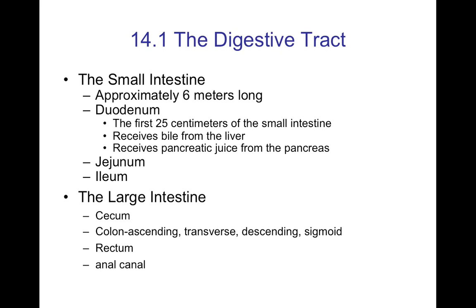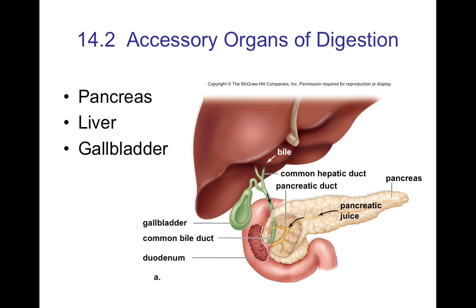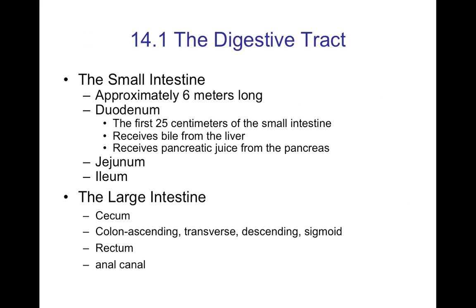So the small intestine has the duodenum, jejunum, and ileum. The large intestine has the cecum, colon, rectum, and the anal canal. And your accessory organs are the pancreas, liver, and gallbladder. Now, it's important to make the distinction that your duodenum will be responsible for receiving food from your stomach, as well as juices from the liver and from the pancreas as well. So it's kind of a triage center of its own. So you have the pharynx being a triage center for food and air. Your duodenum will be the triage center for contents from the stomach, liver, and pancreas.